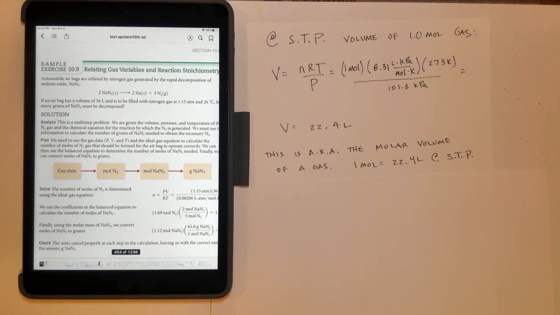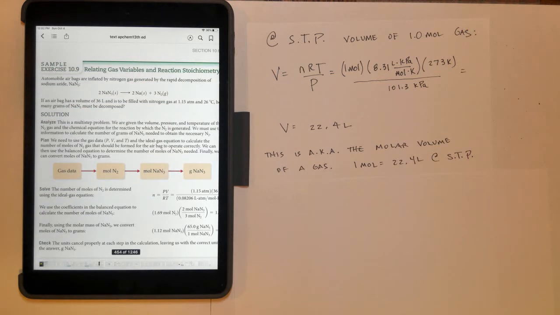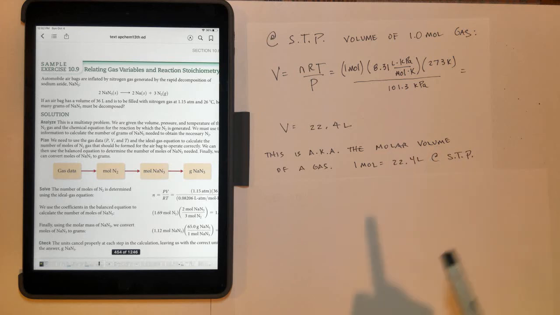This 22.4 liters is known as the molar volume of a gas. At standard temperature and pressure, 1 mole of any gas occupies 22.4 liters. Or conversely, 22.4 liters of a gas at standard temperature and pressure is 1 mole. Notice I didn't tell you what kind of gas this was because it doesn't make any difference. It could be a mix of a bunch of gases, but that's the volume that it's going to occupy, and that's why it's called its molar volume, because 1 mole occupies that volume.